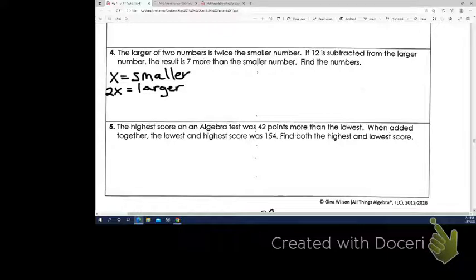So again, subtracted from is also a turnaround because I'm taking the 12 away from the larger number, which we just said is 2x. We don't know what it is, right? But we know we're calling it 2x, which is why it's really handy to define those variables. So if 12 is subtracted from the larger number, the result is, so equal, 7 more than, so that's 7 plus the smaller number, which we're just calling x.